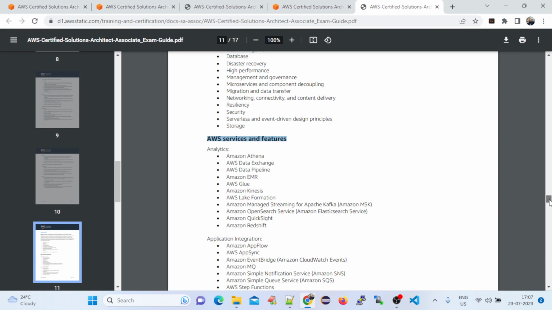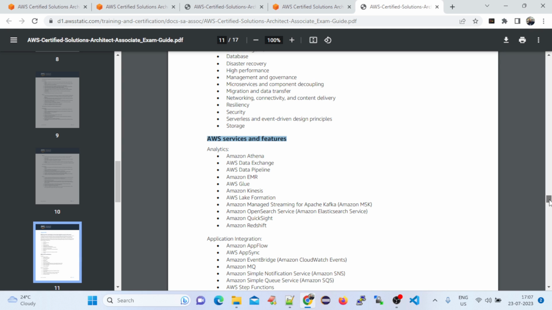Okay, the next would be out of AWS service and feature, no problem. That is, you don't need to bother. And still, under till storage, there are different services you need to cover. Okay, I would recommend please go through each and every service. Please take your own time, learn accordingly.